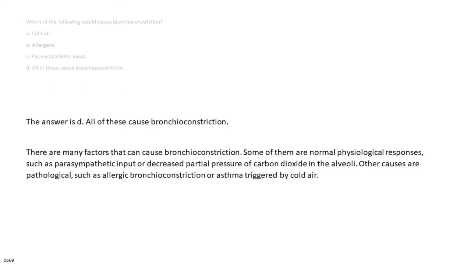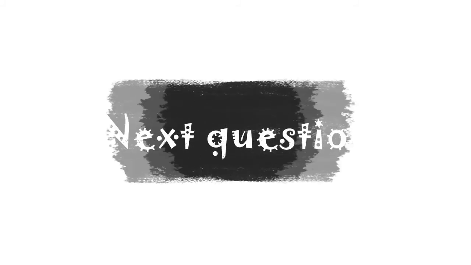The answer is D. All of these cause bronchoconstriction. There are many factors that can cause bronchoconstriction. Some of them are normal physiological responses, such as parasympathetic input or decreased partial pressure of carbon dioxide in the alveoli. Other causes are pathological, such as allergic bronchoconstriction or asthma triggered by cold air.